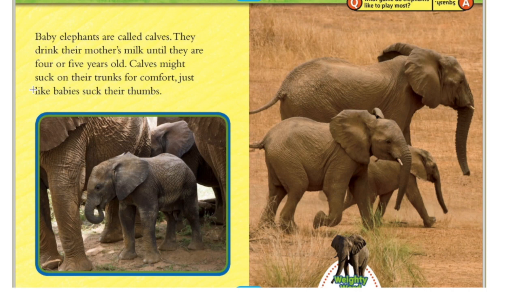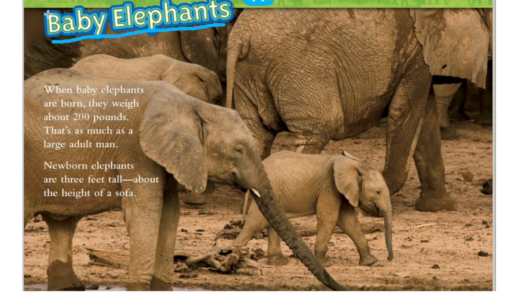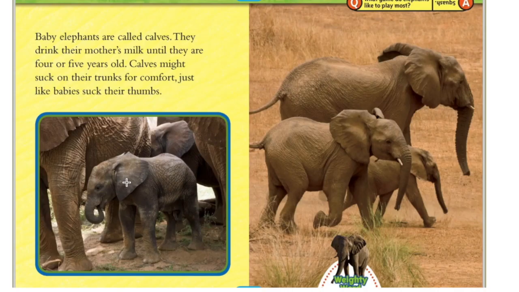So as you can see, rock stars, we learned a lot about baby elephants based on the heading. We learned how much baby elephants weigh. We learned how tall they are. We learned what they are called, what they drink, and also some habits that they have. Did you notice how we used the heading to make predictions about what we were going to learn?